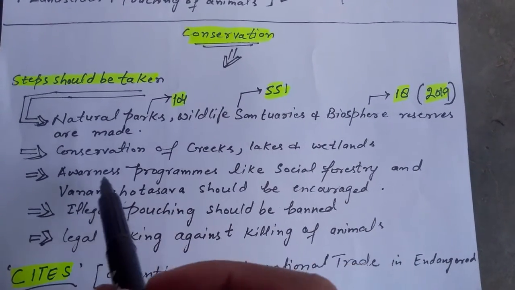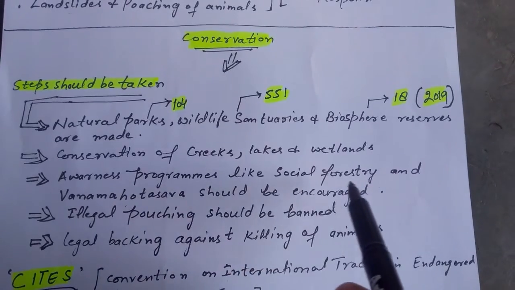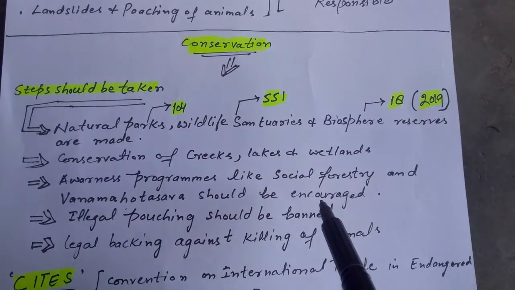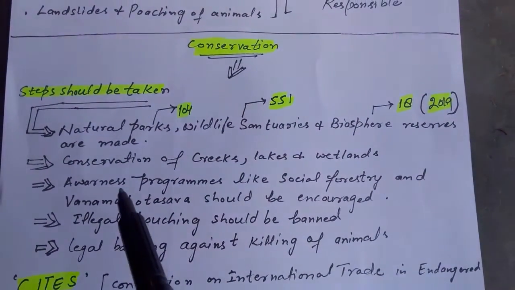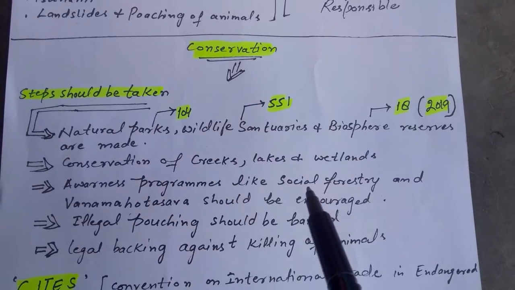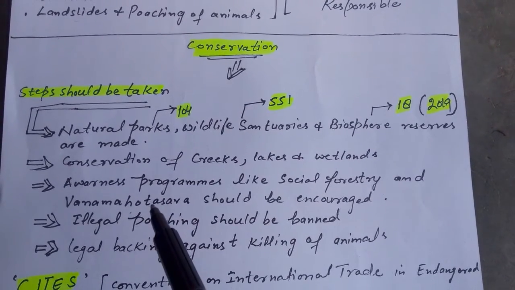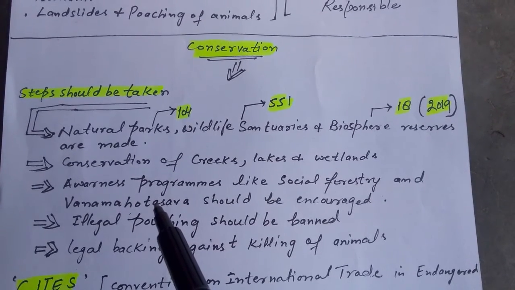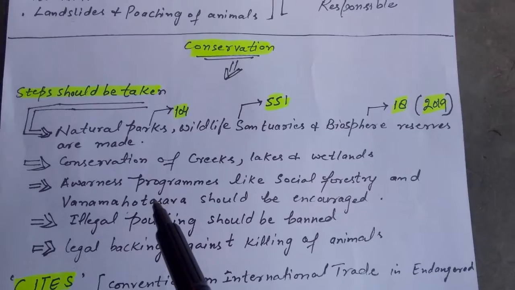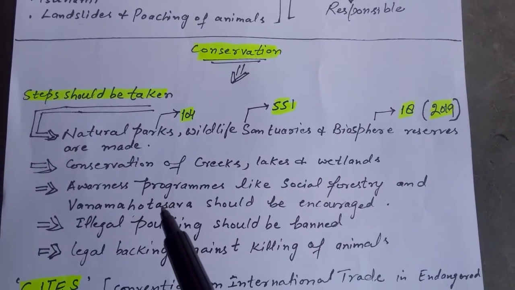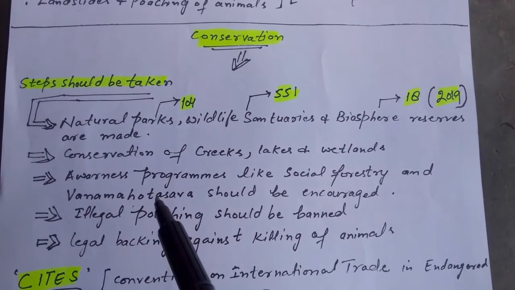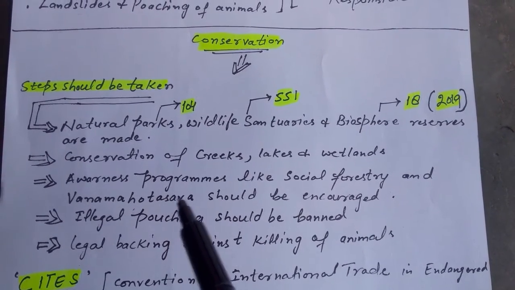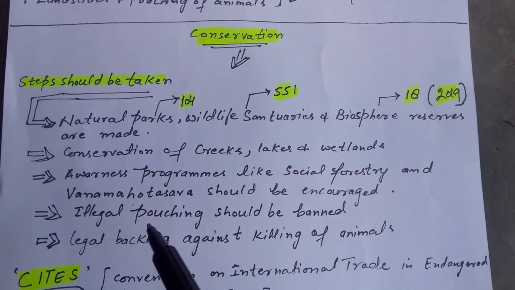Next one is awareness programs like social forestry and Vana Mahotsava, which should be encouraged. The next step is to develop and promote programs like social forestry and Vana Mahotsava. It is a type of festival that should be encouraged. The government celebrates this festival yearly so that people are encouraged toward the conservation and protection of vegetation in the forest, flora and fauna, or we may say wildlife.